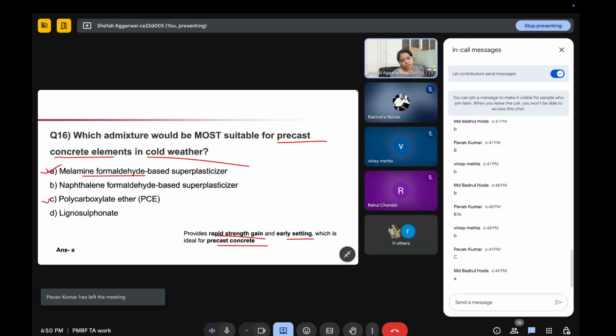If you are talking about PC based superplasticizer, PC based superplasticizers reduce your water content but do not provide early setting time. They are not used as an accelerator. So that's why it's not PC superplasticizer.